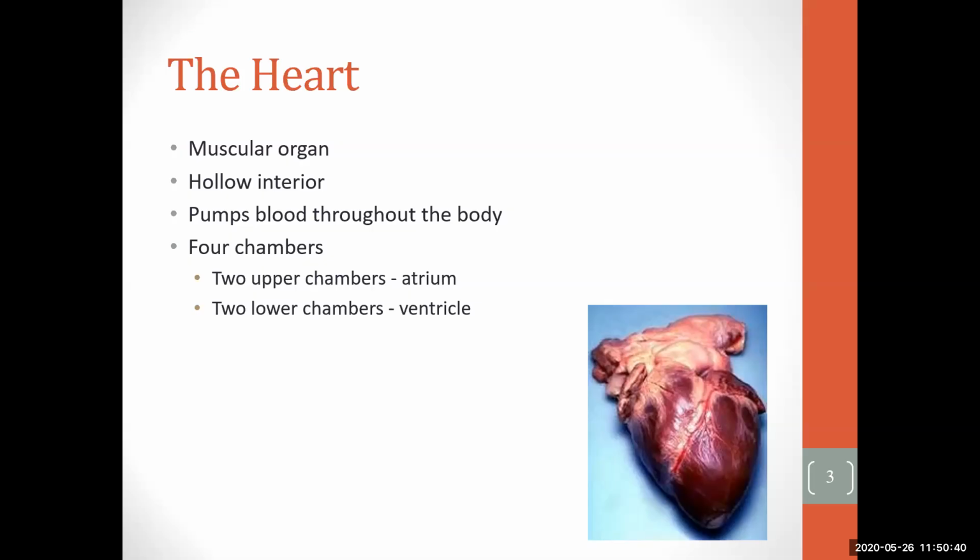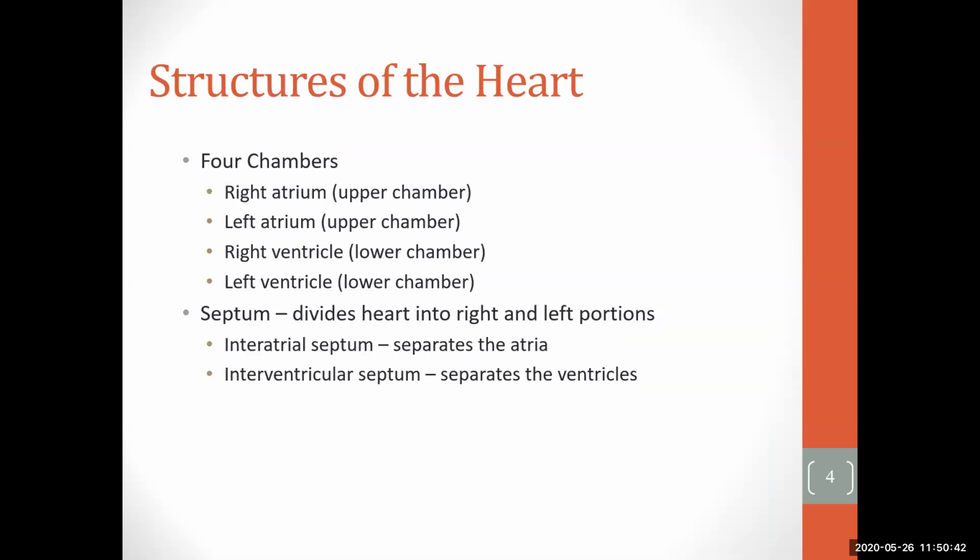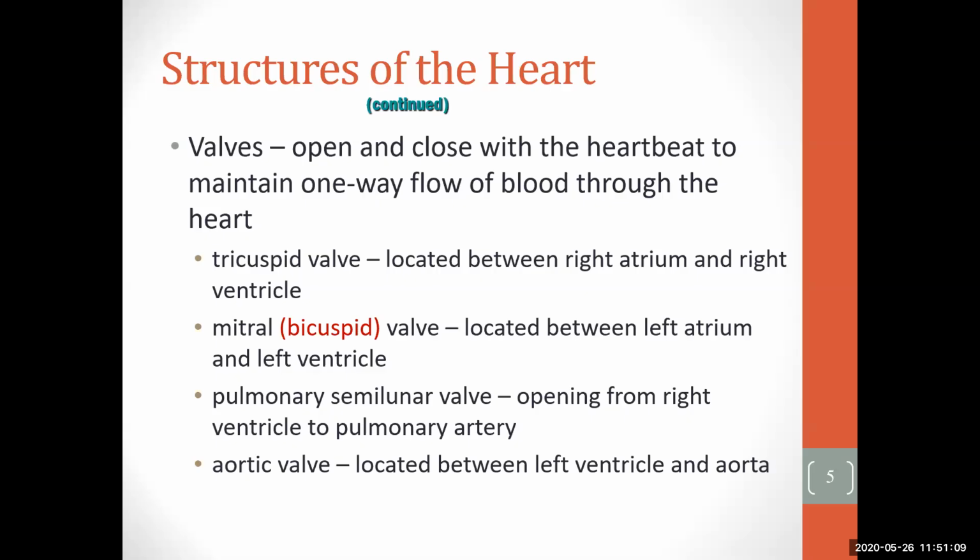It has two chambers, the atria on top, and the lower ones are ventricles. The right atrium is on the upper, obvious right side, and the left atrium is upper left. The right ventricle is below the right atrium, and the left ventricle is lower. The heart is divided into the right and left portions. The interatrial septum separates the atria, and then there's an interventricular septum that separates the lower chambers, the ventricles.